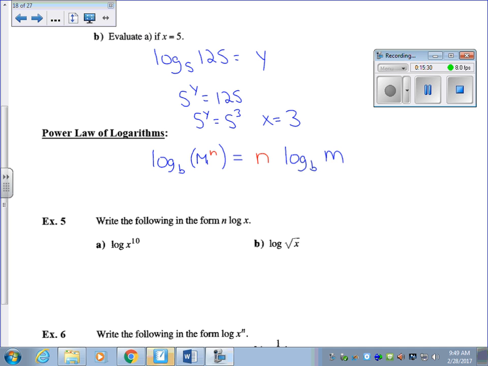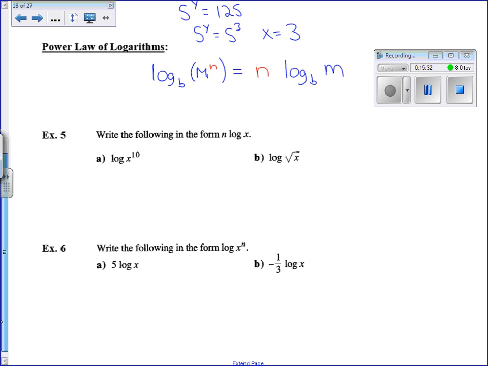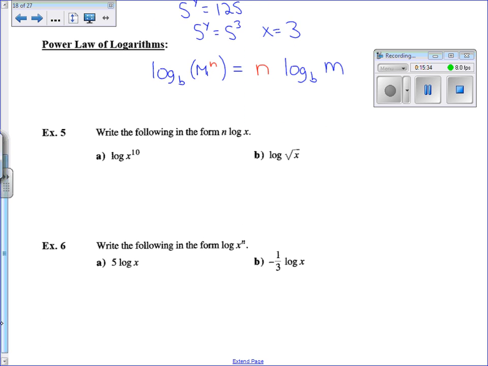works the other way as well. So just to illustrate, write the following using the formula. So we're using the power law. So we have log base 10 of x, and the x has an exponent of 10 on it. So we bring the 10 in front. So this just becomes 10 times log x.